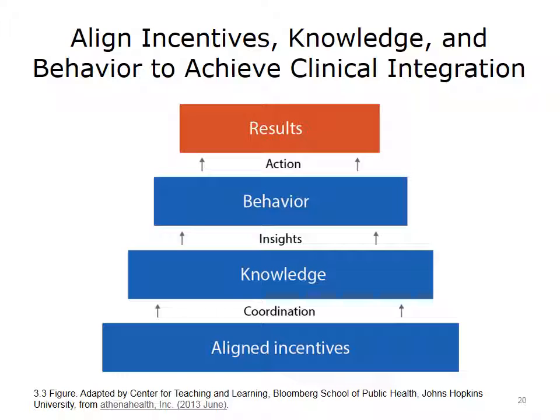This graphic explains that aligned incentives, aligned knowledge, and aligned behavior are all necessary to achieve clinical integration. At the base of the diagram, the foundation is the incentives, which have to be aligned and coordinated. Knowledge must be shared across the clinically integrated network with insights from behaviors. And finally, actions will produce better results in the triple aim of reduced costs, improving quality outcomes, and improving access and patient experience. But clinical integration is not easy to achieve, and so these factors must be in place.